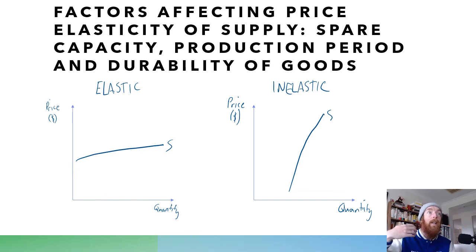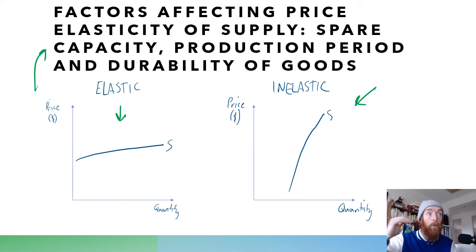With supply, things that affect it are spare capacity, production period, and durability of goods. If you have spare capacity, for example, if you're only operating at 50%, things are going to be more elastic because you can produce a lot more if prices go up because you can utilize the rest of your capacity. If you are already working at 100%, it's going to be inelastic. No matter how much the price rises, you can't produce more because you're already at 100%.